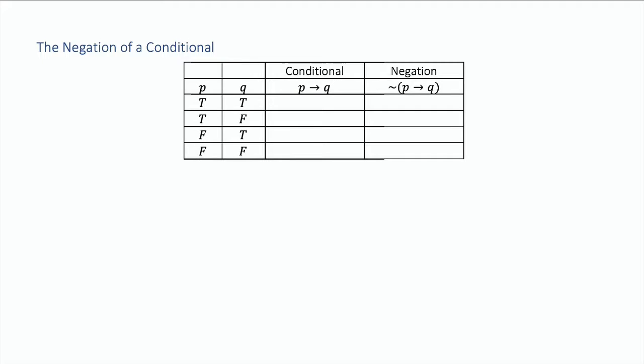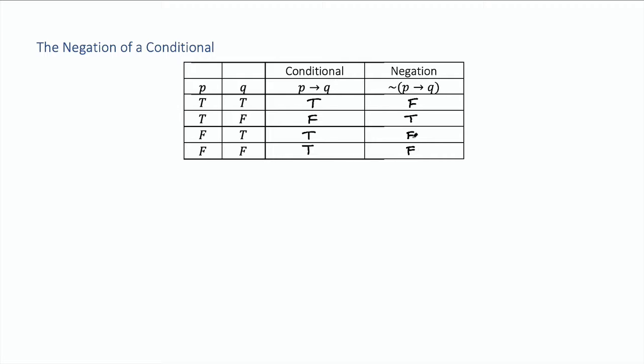Let's look at the negation of a conditional. So the truth table for the conditional, we know that's true, false, true, true. Well, the negation of that is, of course, just flipping the sign here. That's false, true, false, false.